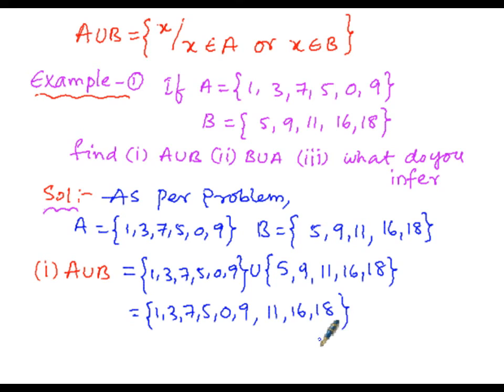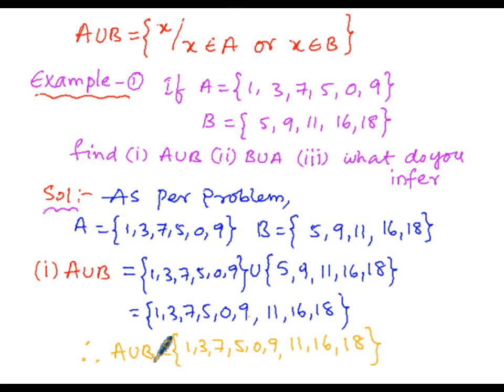In this manner, these are the elements of the set A union B, which are nothing but the elements of set A or set B or both. Hence, A union B is equal to the set consisting of 1, 3, 7, 5, 0, 9, 11, 16 and 18. So, these are the elements of set A union B.